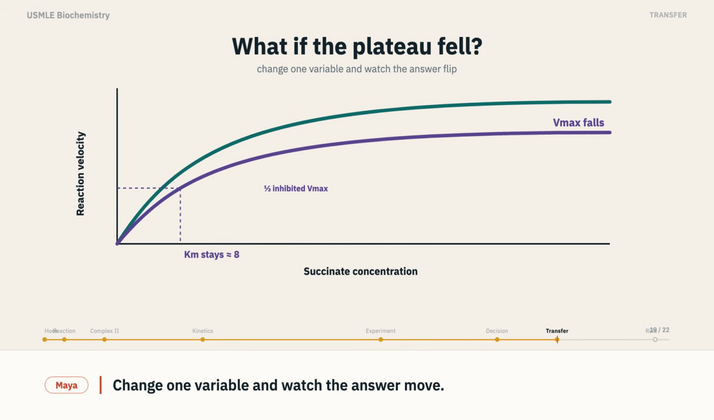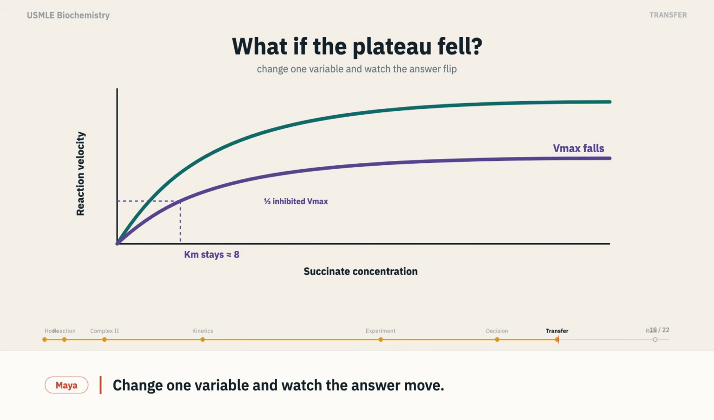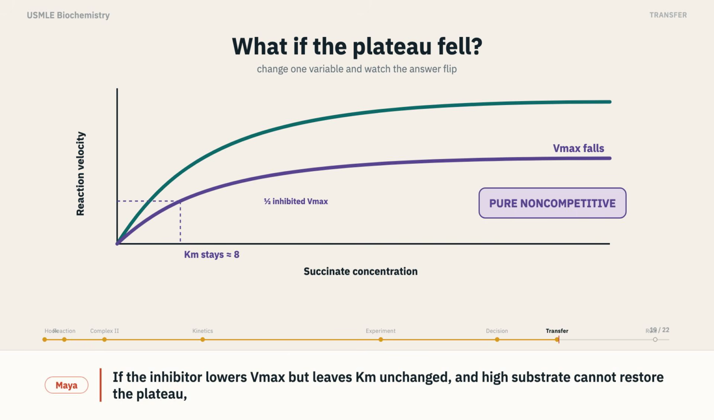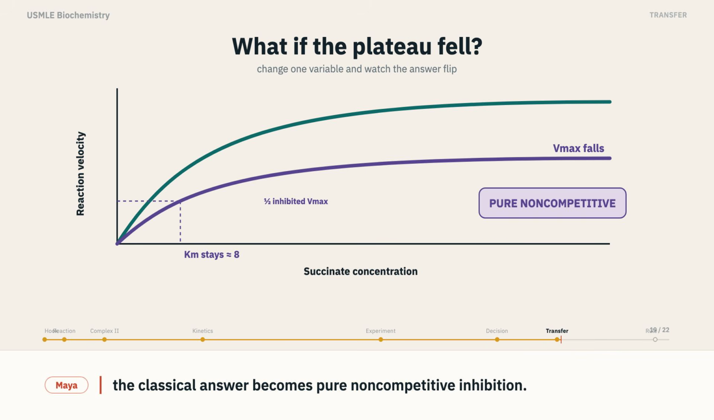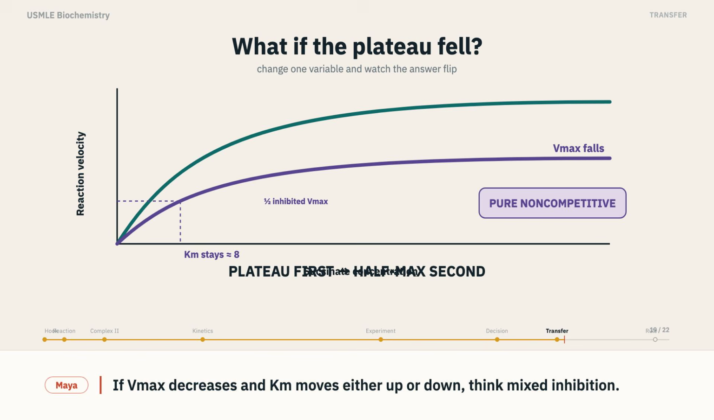Change one variable and watch the answer move. If the inhibitor lowers Vmax but leaves Km unchanged, and high substrate cannot restore the plateau, the classical answer becomes pure non-competitive inhibition. If both Vmax and Km decrease, think uncompetitive inhibition. If Vmax decreases and Km moves either up or down, think mixed inhibition.